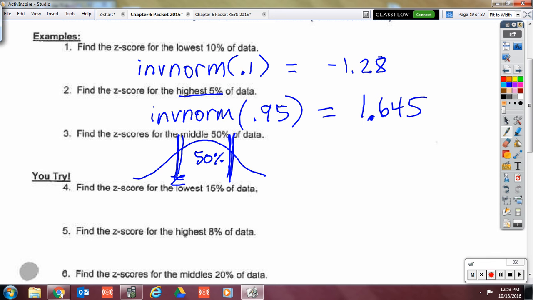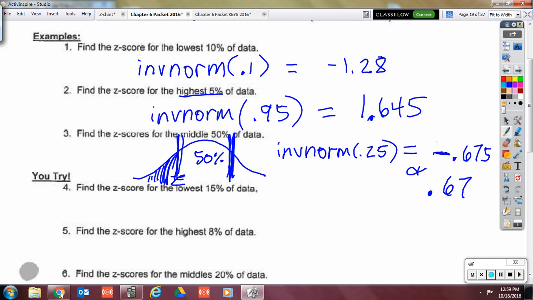But anyway, what is the area below for this first z-score? Okay, so when we do inverse norm of 0.25, we get negative 0.675. And so if that's the case, then symmetry gives us what value for the upper z-score? Positive 0.675. Okay, very good.